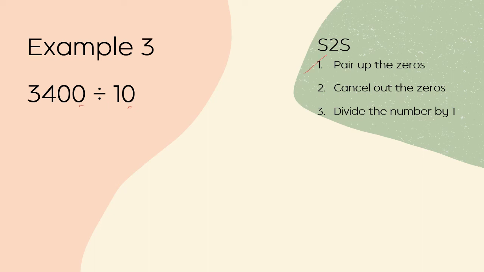Step 2, cancel out the zeros. You can only cancel out the zeros when they are paired. So red with red, and that's it. There are no more other pairs in these numbers. So that is step 2. Step 3, divide the number by 1. So the numbers that are left is 340 divided by 1. So what is 340 divided by 1? It's just 340.